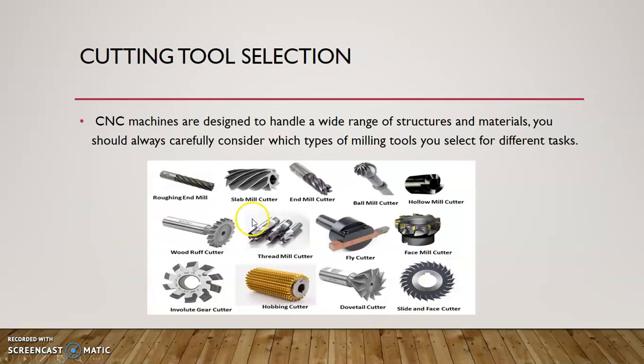Alright, so next, cutting tool selection in CNC milling machines. CNC machines are designed to handle a wide range of structures and materials. You should always carefully consider which types of milling tools you select for different tasks. So these are the types of milling cutters that exist in this area of industrial machining. But I would like to highlight only the important ones, where most of the time we will use the face mill cutter, the roughing end mill, the end mill cutter, and somehow we also use the ball mill cutter. So these are the types of milling cutting tools that we always use.